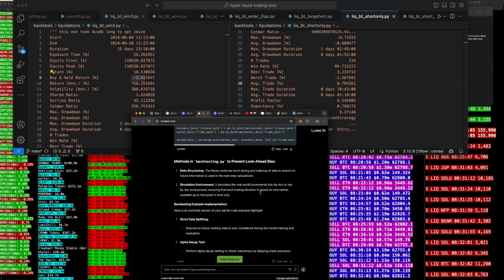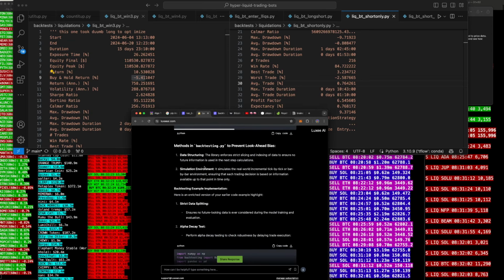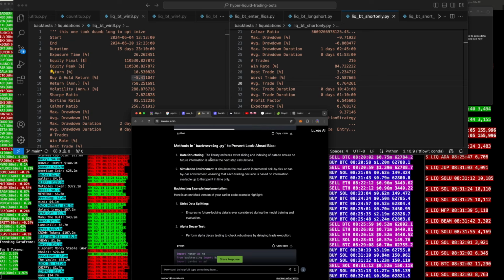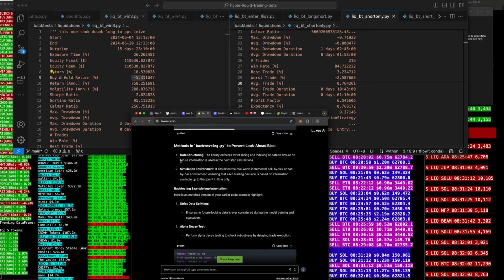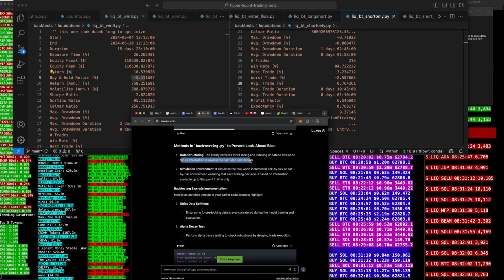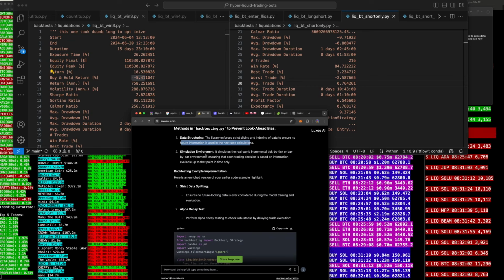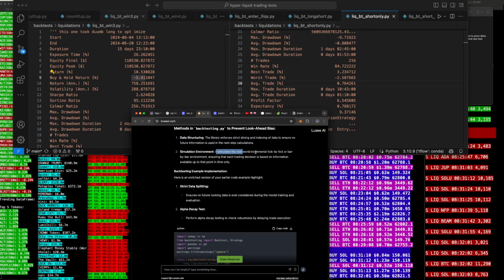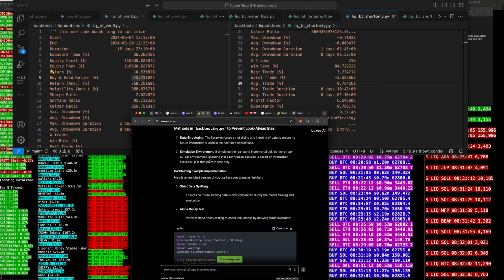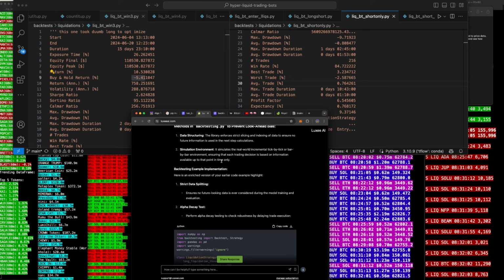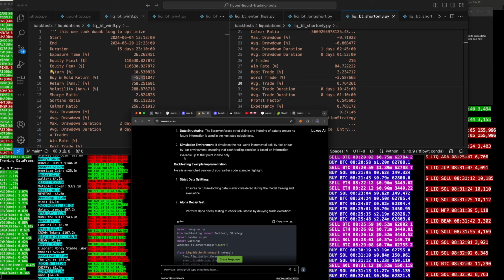Methods in backtesting.py to prevent look-ahead bias. Data structuring: the library enforces strict slicing and indexing of data to ensure no future information is used in the next step calculation. Simulation environment: it simulates the real-world incremental tick-by-tick or bar-by-bar environment, ensuring that each trading decision is based on information available up to that point.